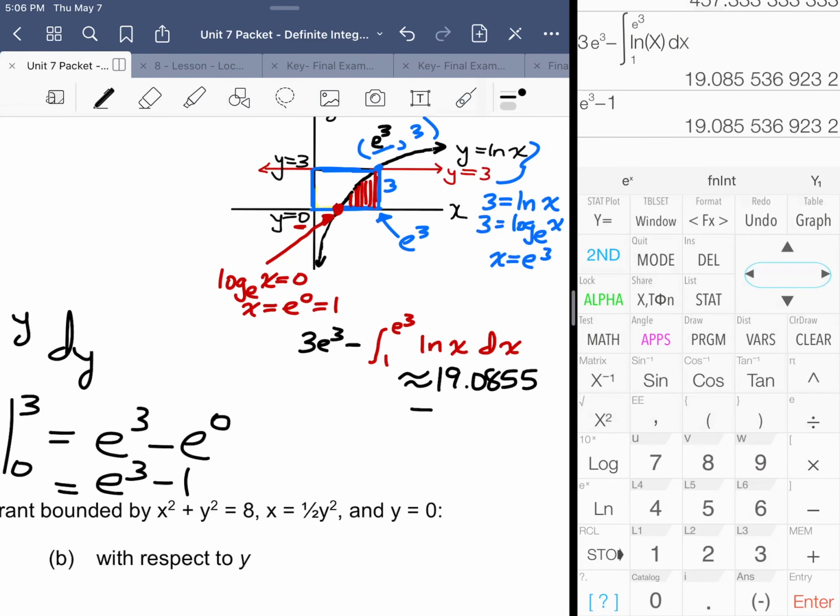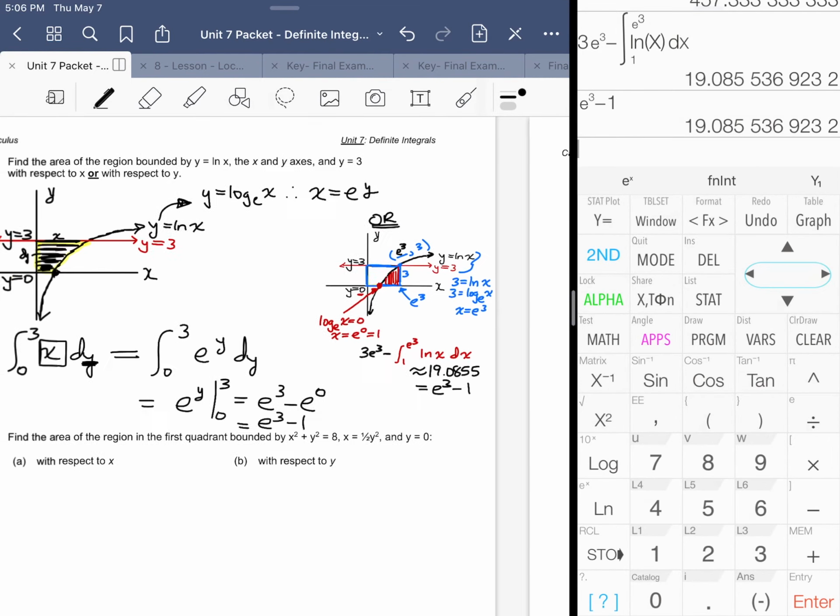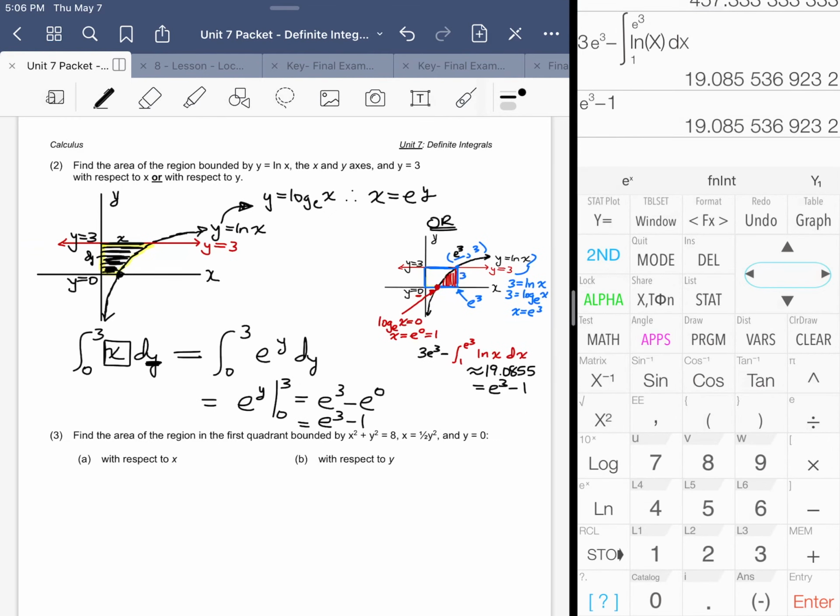So approximately 19.0855. Turns out retroactively that we know that this is the same as e to the third minus 1, but obviously one way you get the exact answer, the other way you get something not quite as exact. Well, it's not exact at all.